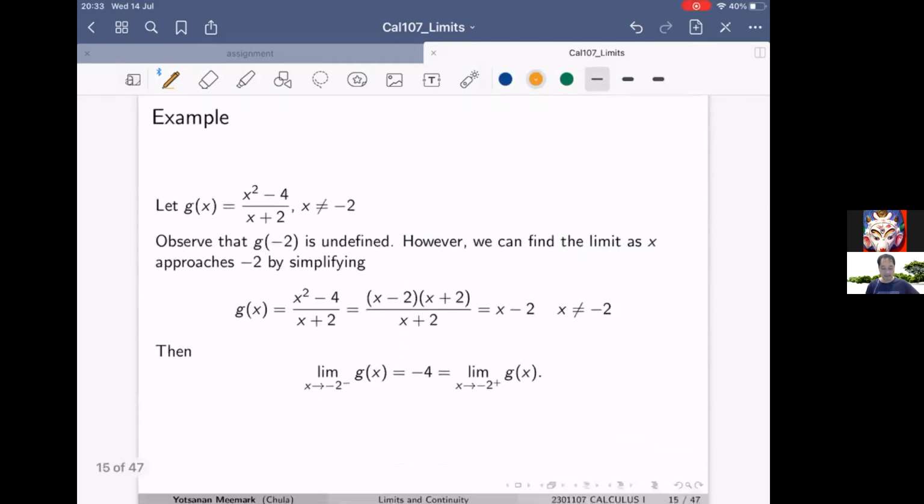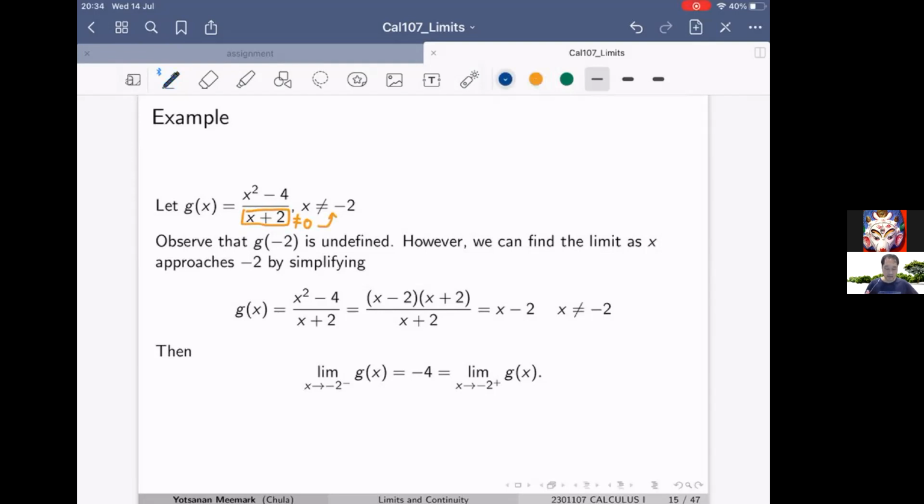So let's go to the next example. For this example, your g of x again depends on a fraction. So this one means that your bottom cannot be 0, so it means that your x cannot be -2. However, we would like to find the behavior of this function.